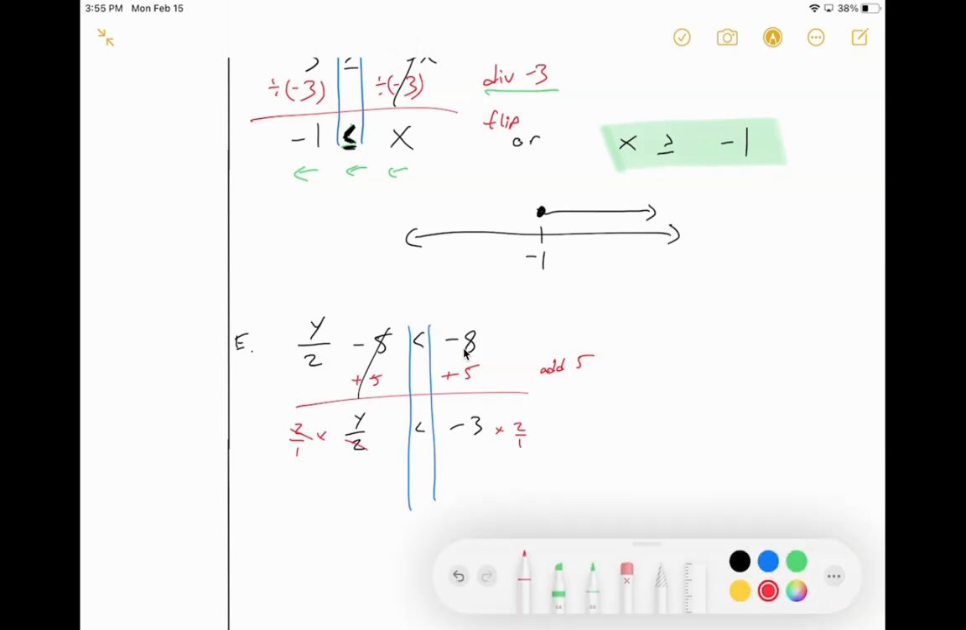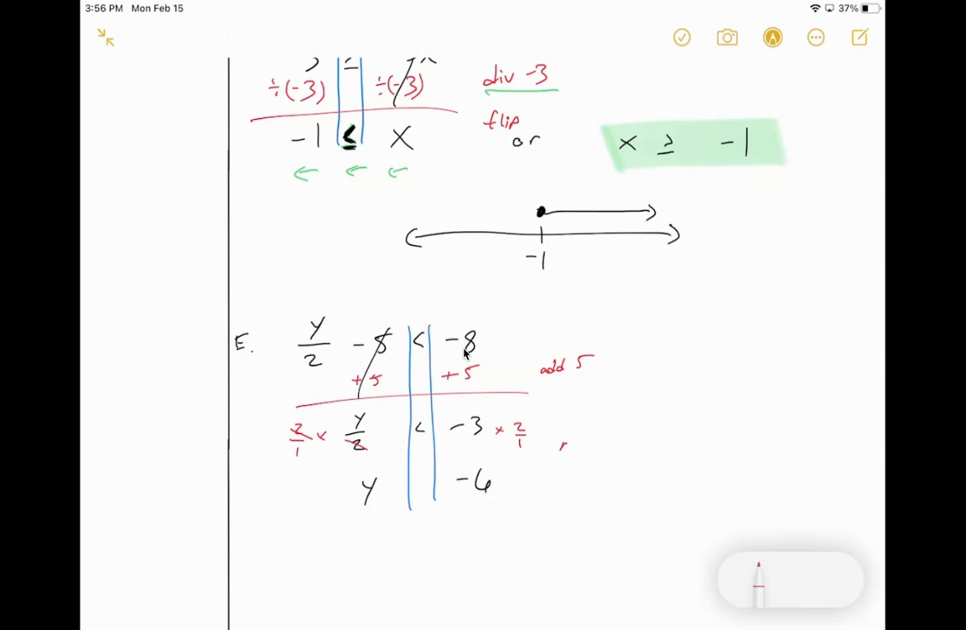So I get those 2's to cancel. I'm left with y here. This is going to be negative 6. Oh, the answer is negative. Shouldn't I flip? No. Remember, I multiplied by a positive. Okay. I multiplied by a positive 2. So I do not flip. No flip on this one. Stays exactly like that. Y is less than negative 6.